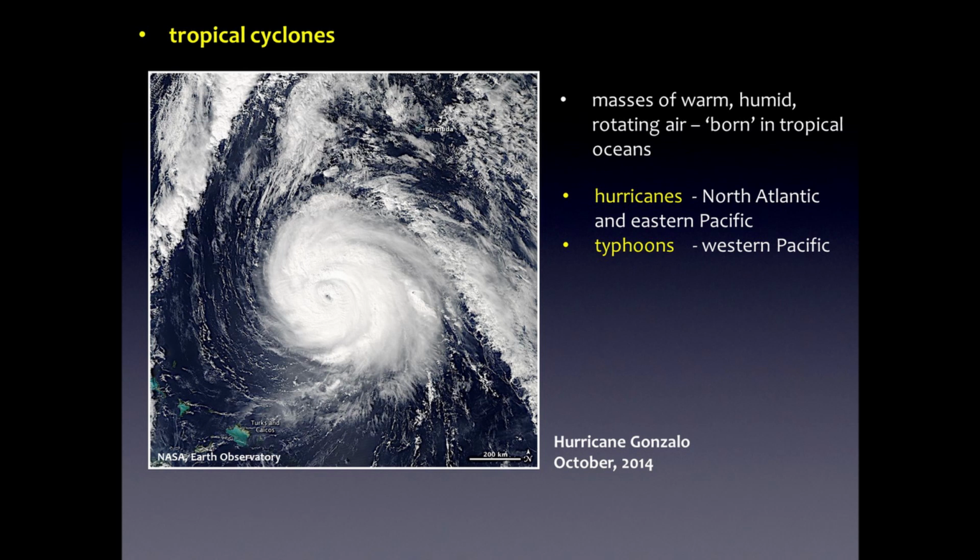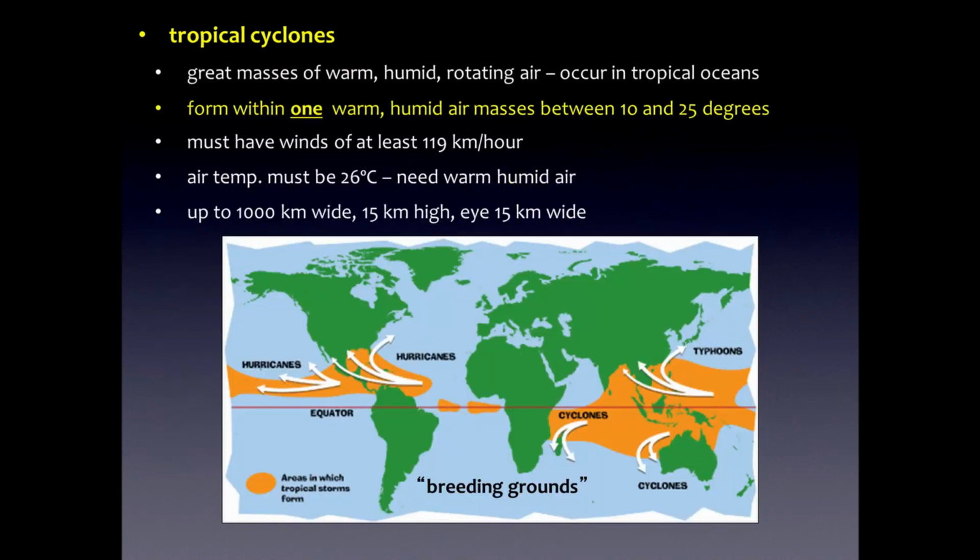And here we have a lovely picture of a tropical cyclone, Hurricane Gonzalo, just up off the coast of the Turks and Caicos in October 2014. Once again, we see this counterclockwise flow. So tropical cyclones are born within tropical oceans. You need warm air, you need humid air. There's a lot of energy within that system, so you need a lot of energy to feed into that system. Warm waters, more energy to feed that storm.